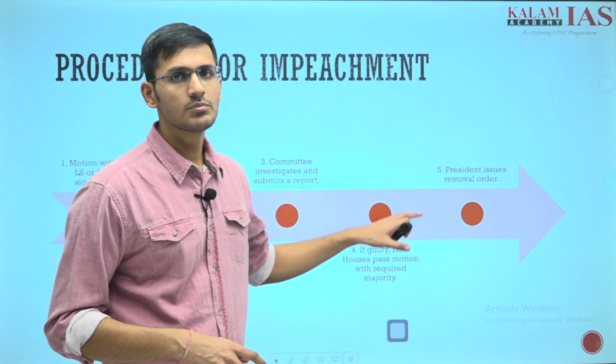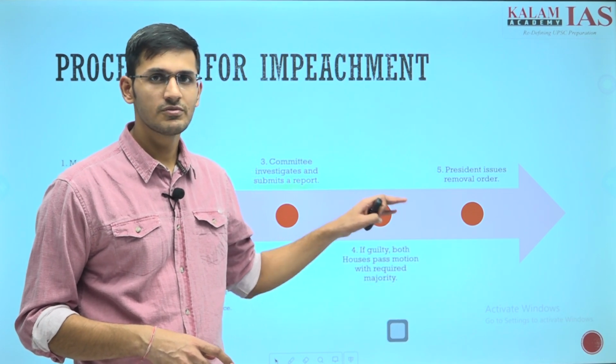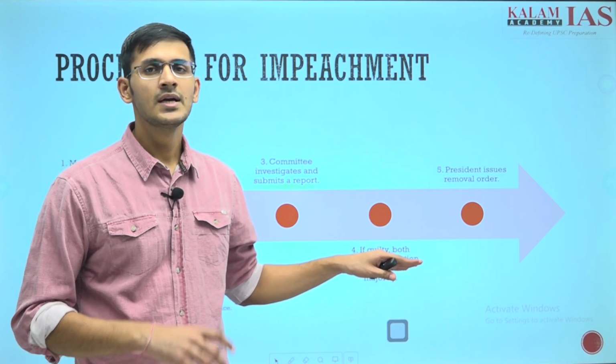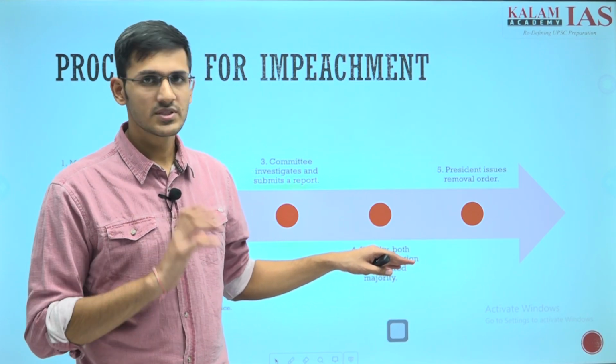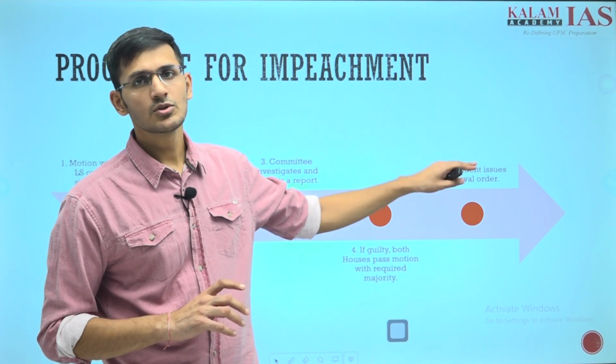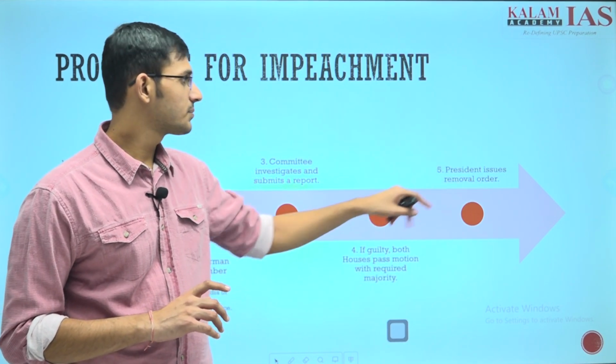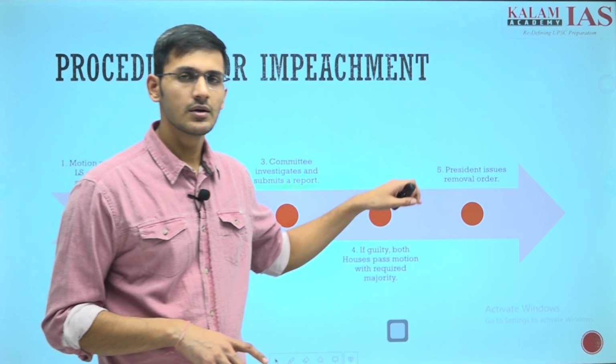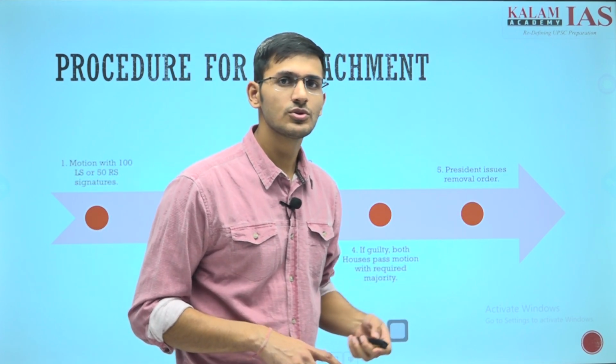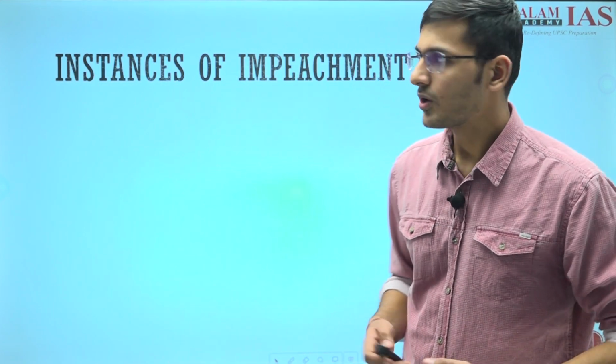Finally, once the motion is cleared by both the houses with a 50% majority of the total membership and 2/3 of the members present and voting, then it is presented to the President for approval. And once it is given to the President, the President has to issue the removal order.